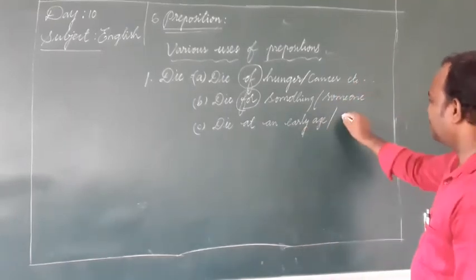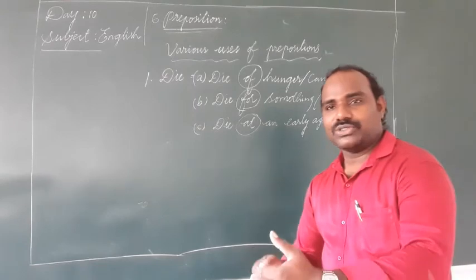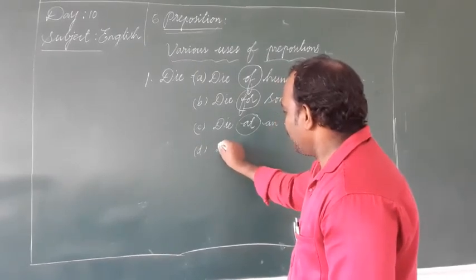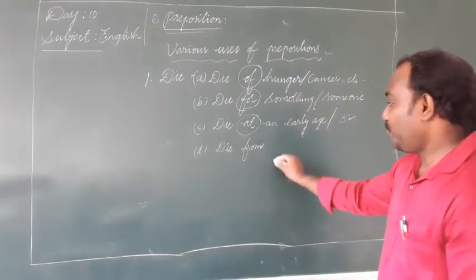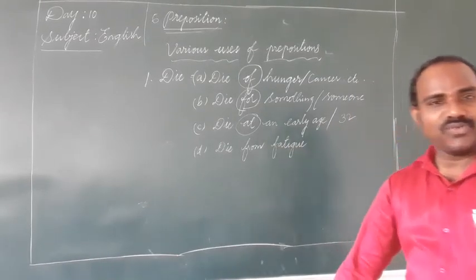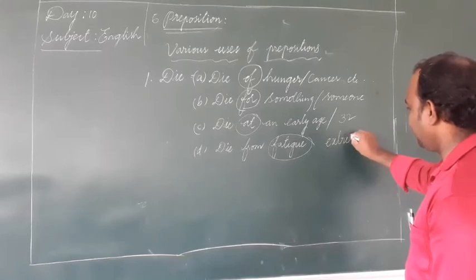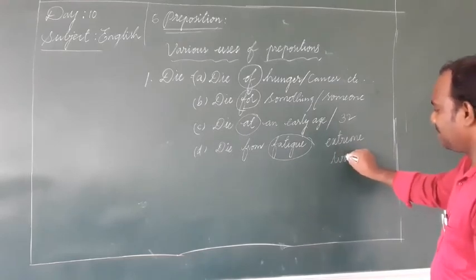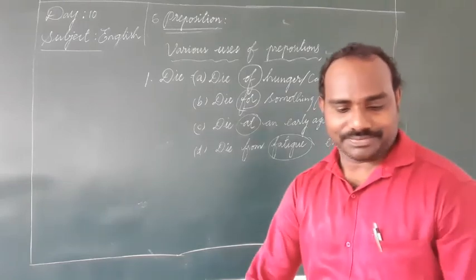Or die at 32. This is the preposition at, I mean, at the age, at an early age. Next, die from fatigue. Fatigue means here extreme or severe tiredness, exhaustion.